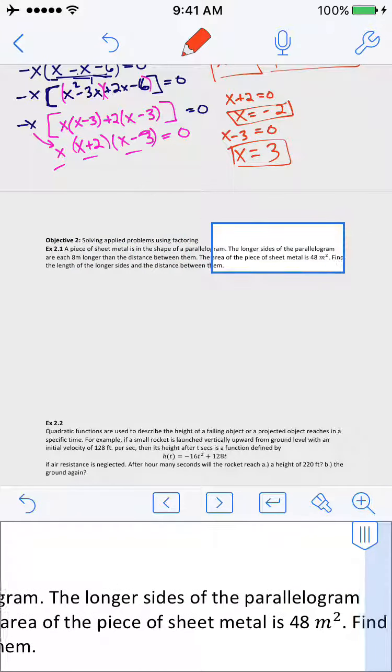So parallelogram. What does that look like? That looks like 2 sets of parallel lines. So one of those slanty triangles, or slanty rectangles, pardon me. The longer side is 8 meters longer than distance between.